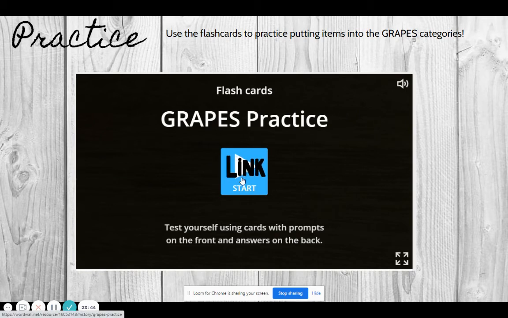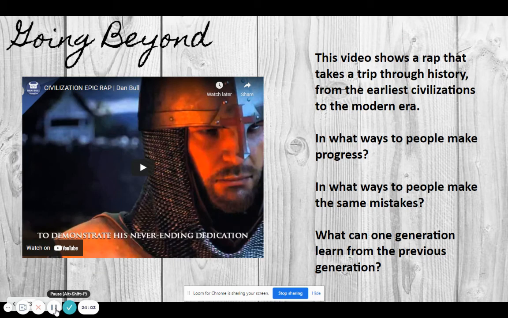Likewise, there is a link here for some flashcard practice. The flashcard on one side will give you something that goes in the categories of GRAPES, and you'll have to determine which of the letters it fits under. Does it go under geography, religion, achievements, politics, economics, or social life? You can practice because that will get you ready for the quiz.